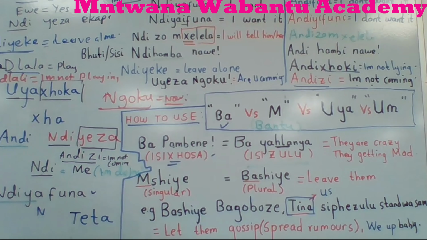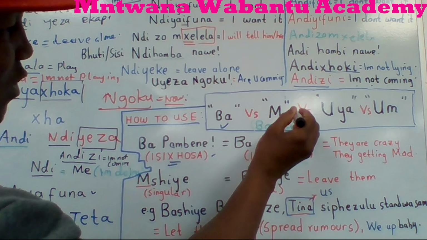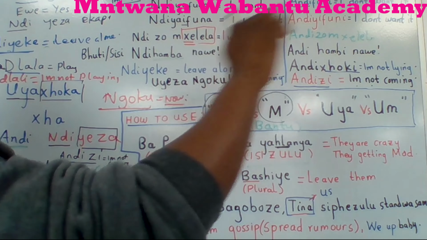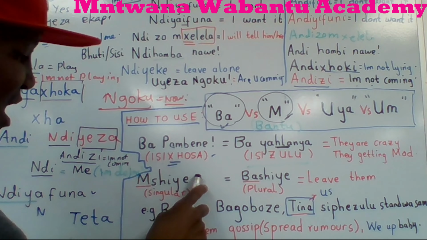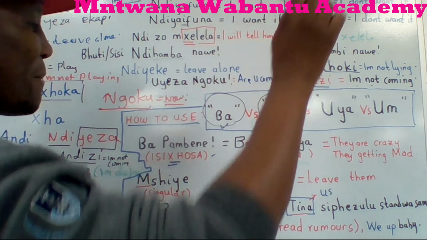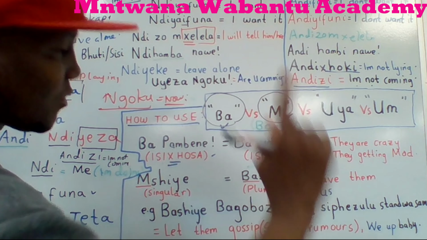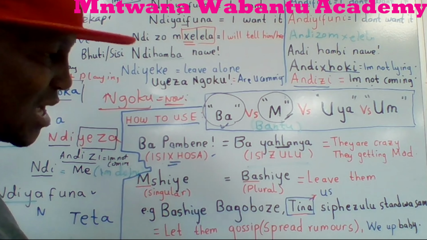Now let's go. Mshiye is leaving for one person. So see the difference? This is for singular, but this is for plural, and it's for them. For example, mshiye, excuse me, my apologies, I made a mistake here, so sorry. When you use it for them, but for one person, for example, you want to tell them, like, leave him. So mshiye means leave him or leave her. But when you say bashiye, it is when you want to do something for a lot of people. Bashiye means leave them.